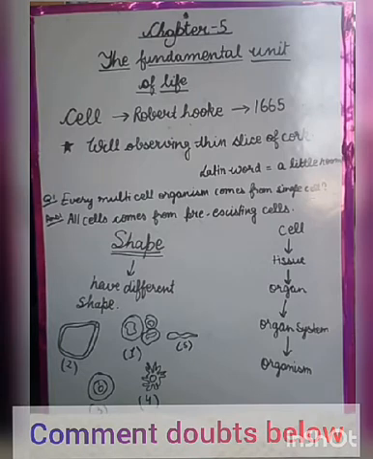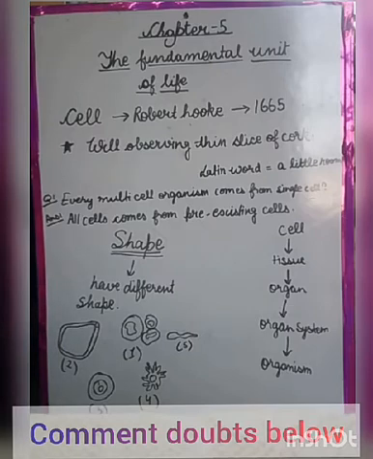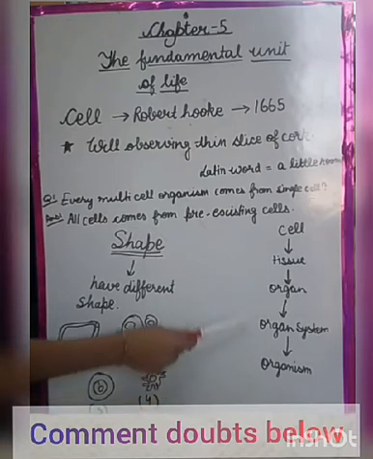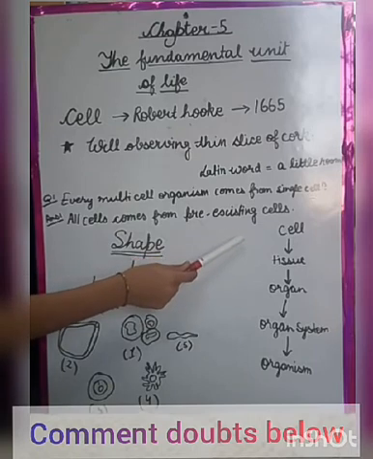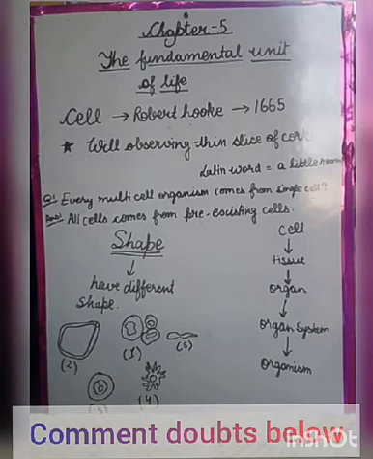Now let's see one question here. Question number 1: every multi-cell organism comes from a single cell. Now what is the question? Just read it again: every multi-cell organism comes from a single cell. So yes, every multi-cell organism has come from many cells.